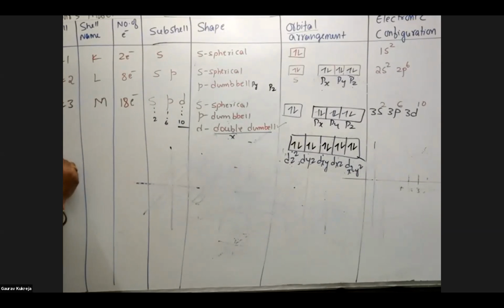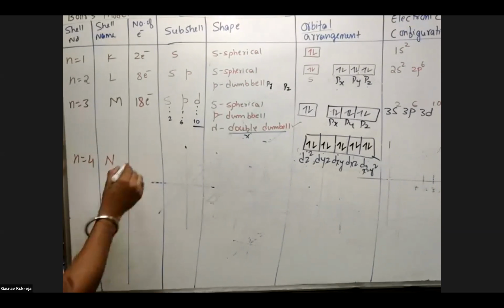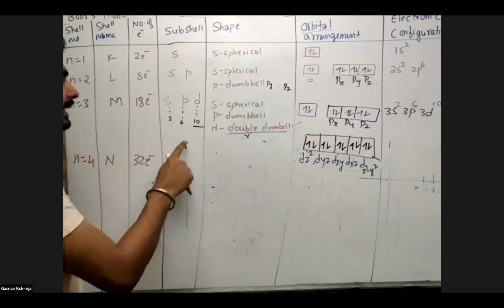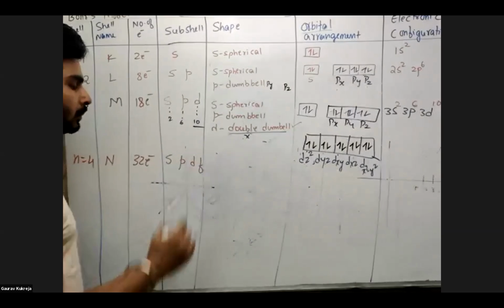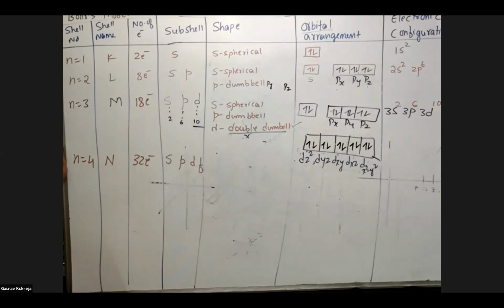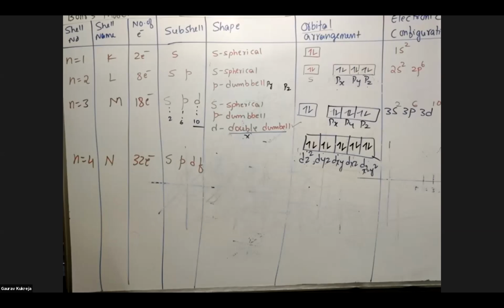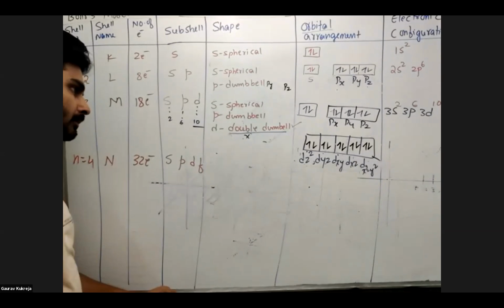So after this, if I go to n equal to 4, now we consider this as n shell, 32 electrons as per Bohr model. Now these 32 electrons have to be distributed in 4 different subshells, S, P, D, F. See again that things will come and one more subshell will now pop up here. So the fourth subshell is F.